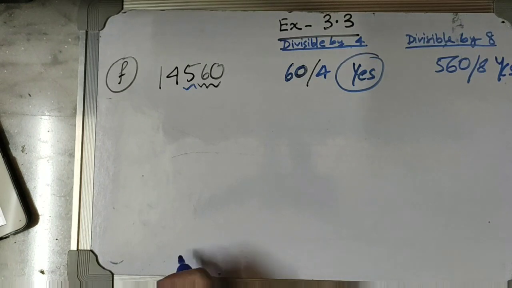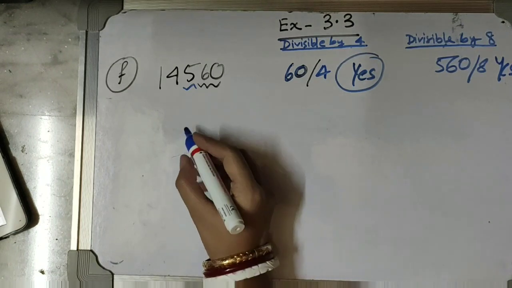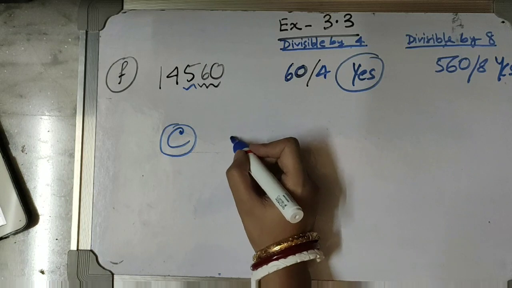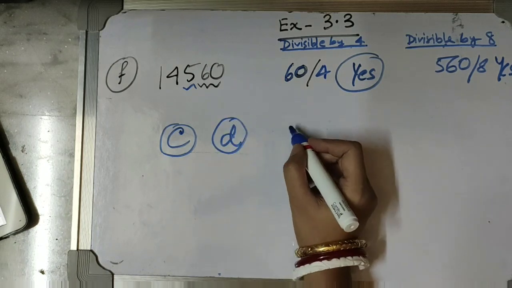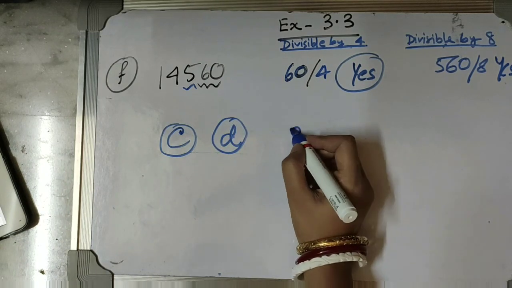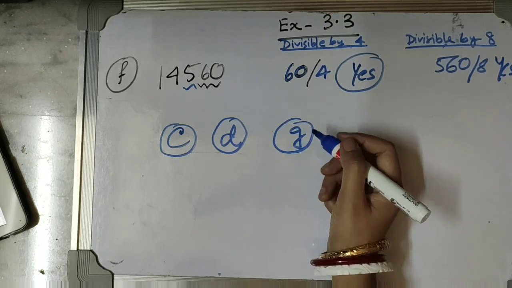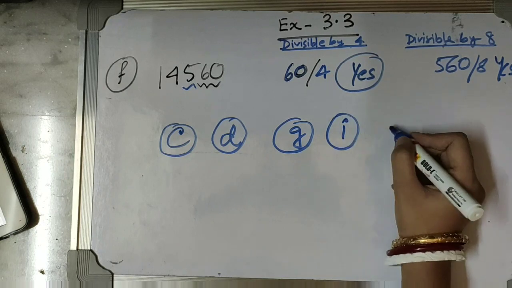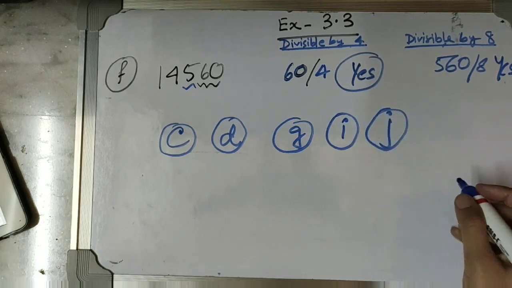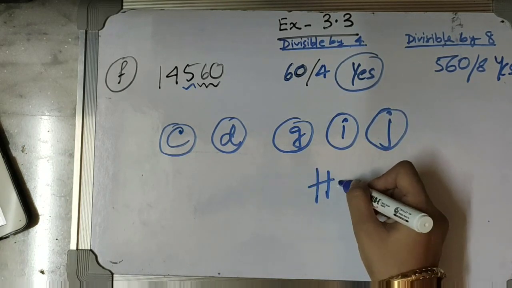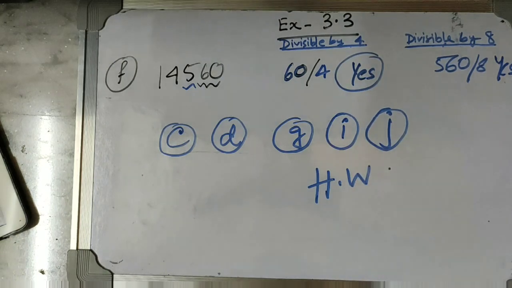So the remaining sums, question number C, question number D, question number G, question number I, question number J. These 5 sums are remaining, and these are your homework. Okay, so let's proceed.